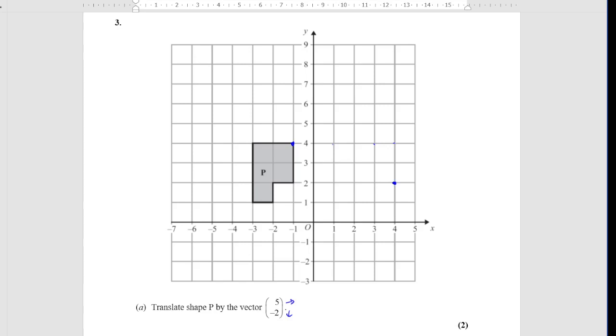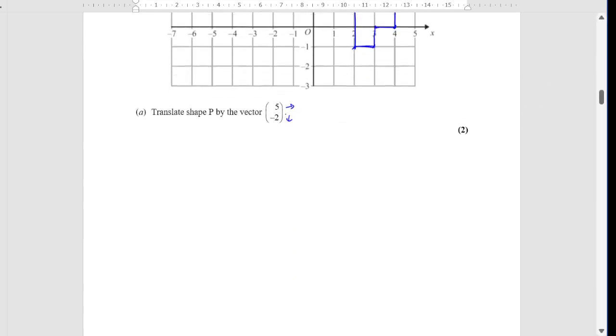And then I can just redraw the shape from there. And then I'm going to try and join it up with a ruler. So I haven't got anything fancy. I've got a plastic ruler on top of my laptop screen. So that's going to be my shape. It doesn't tell us to label it, so that would be absolutely fine.